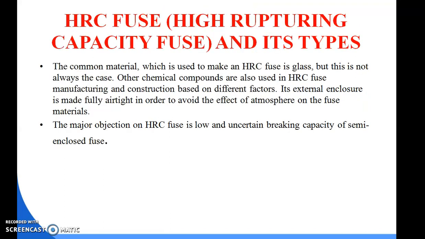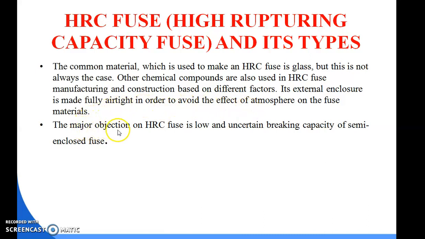The common material used for making an HRC fuse is glass, but that is not always the case; other materials are also used. Construction is based on different factors. Its external enclosure is made fully airtight in order to avoid the effect of the atmosphere on the fuse material.